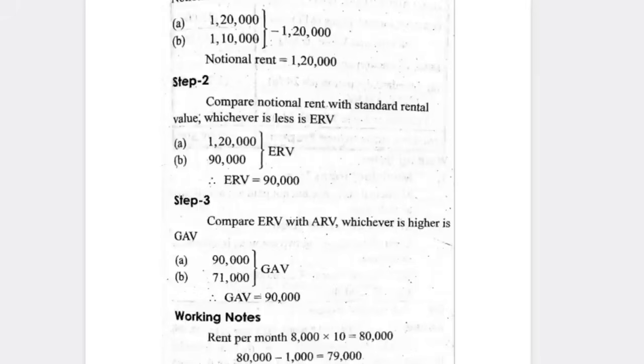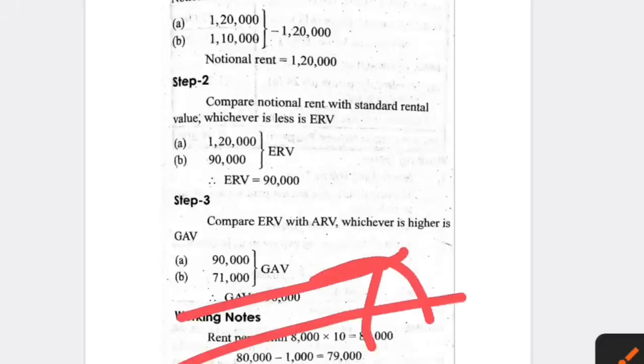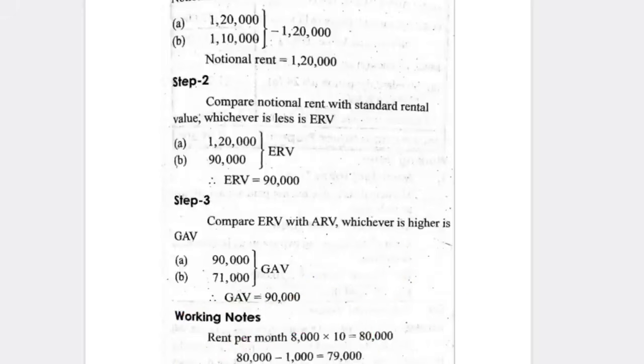So 79,000, and the 1 month rent you have not received, that is 8,000. If we also subtract that, the remaining amount actually received is 71,000. Whichever is the highest amount out of these two in step 3, that we will call the GAV. So GAV is 90,000. So like this you need to calculate the GAV for 12 marks also.